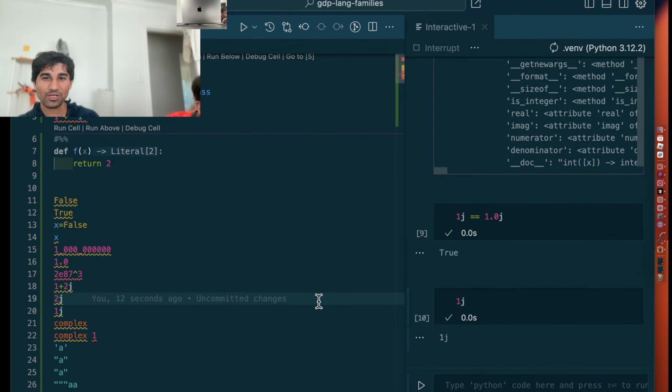All right. In Python, integers are actually arbitrary precision. What is this? I have no idea, dude.